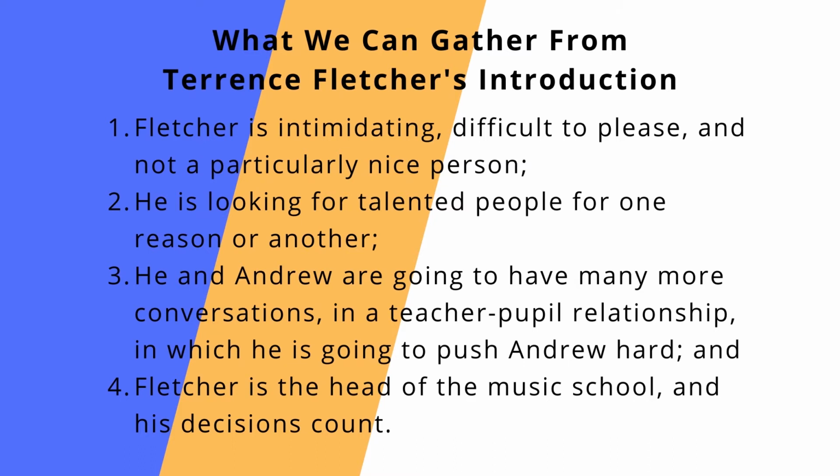From Fletcher's introduction, we get the sense that 1. Fletcher is intimidating, difficult to please, and not a particularly nice person. 2. That he is looking for talented people for one reason or another. 3. That he and Andrew are going to have many more conversations in a teacher-pupil relationship in which he is going to push Andrew hard. And 4. That Fletcher is the head of the music school and his decisions count. Moreover, Fletcher is introduced to us in the very first scene of the movie, highlighting that he has a very important role to play as Andrew's mentor.